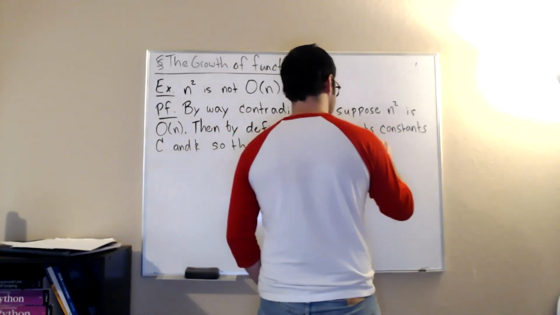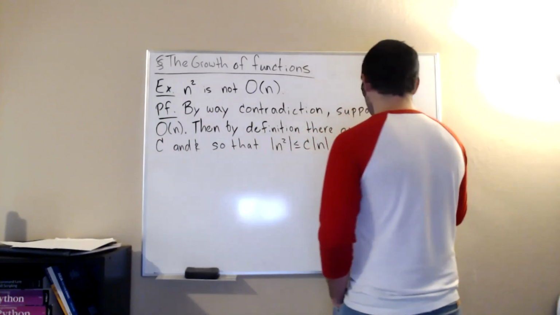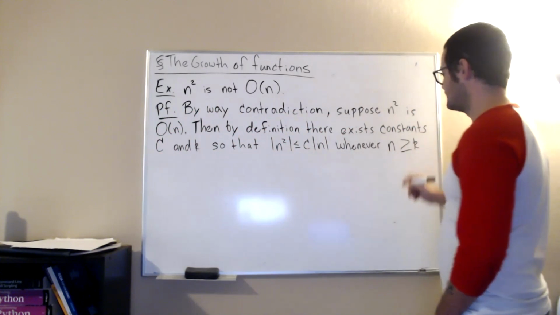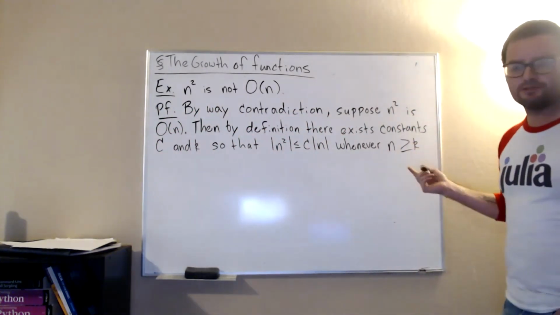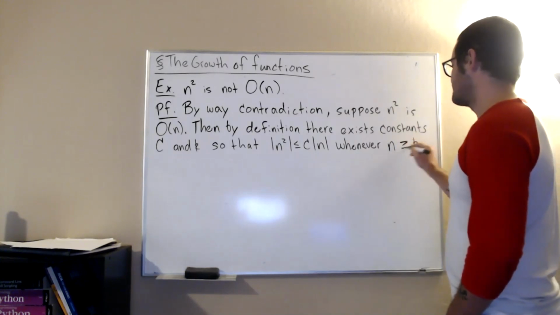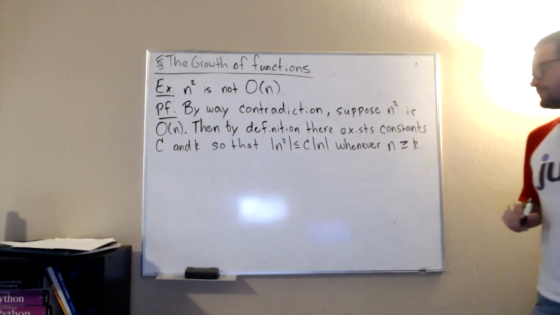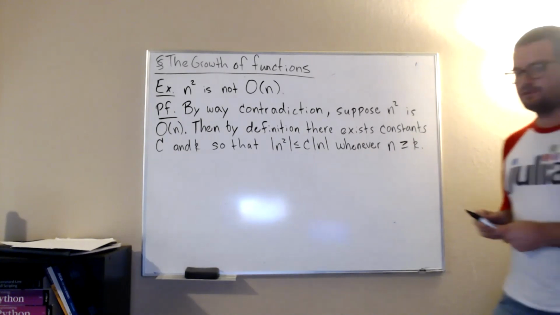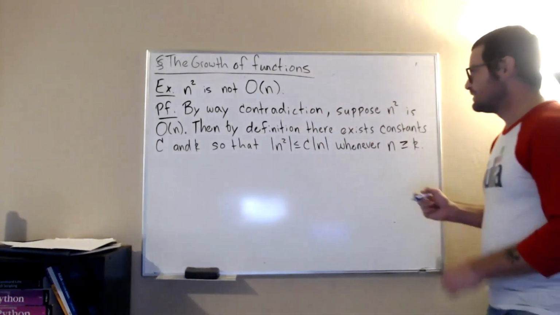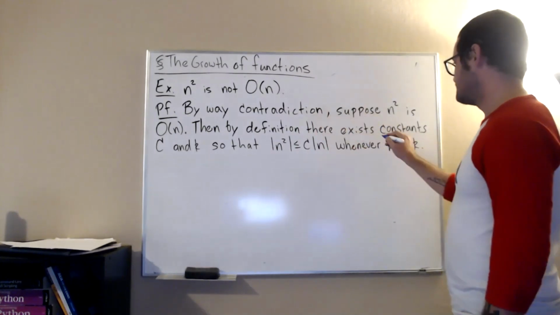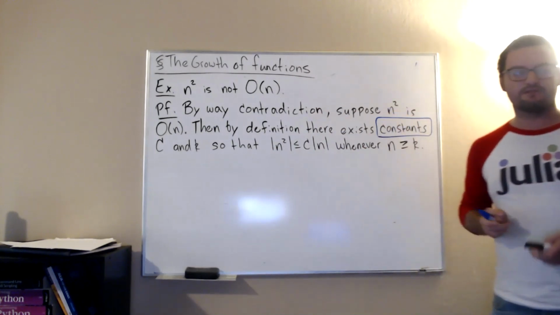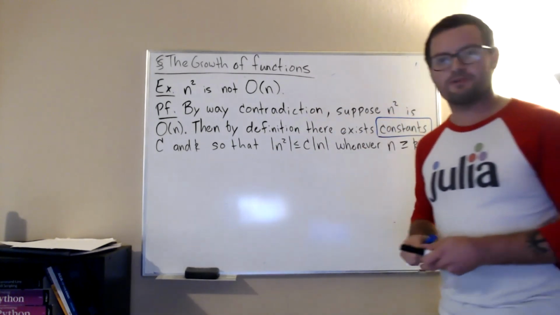whenever n is larger than k, or greater than or equal to k. It doesn't matter which inequality you use. You can use strictly or you can use equal. It won't matter. It's the same definition. But the important thing to note here in this argument is that in that definition, these numbers C and K are constants. They don't change. They're fixed.